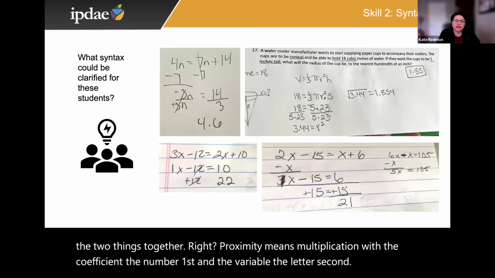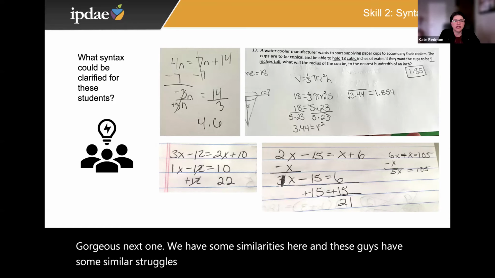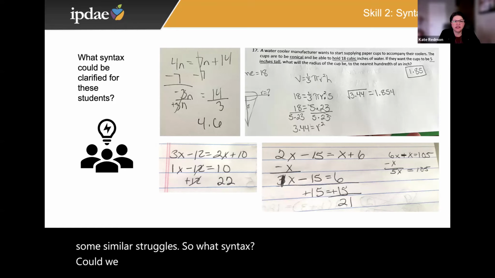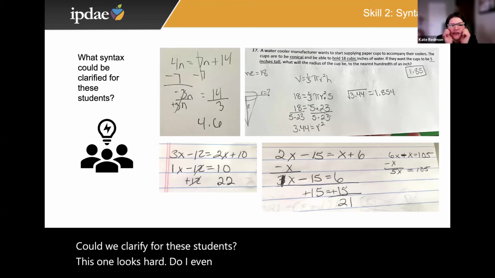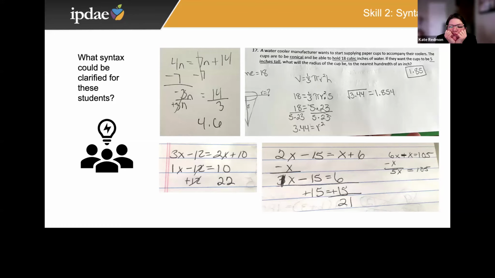Gorgeous. Next one, we have some similarities here, and these guys have some similar struggles. So what syntax could we clarify for these students? This one looks hard. Do I even remember my right answer? Oh, I see it. Oh, it took me a minute and I wrote the problem, y'all. I'll give you a second.